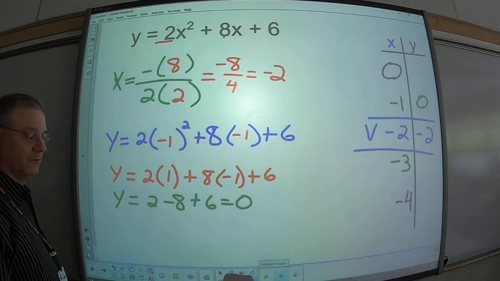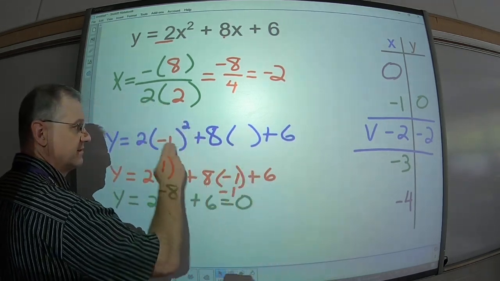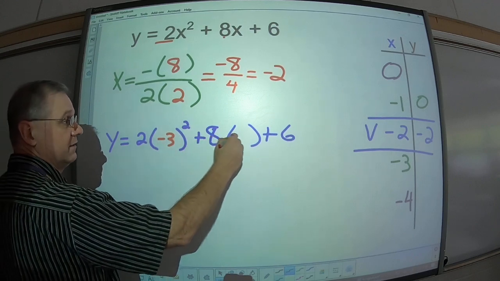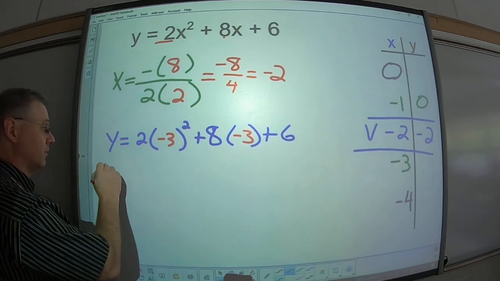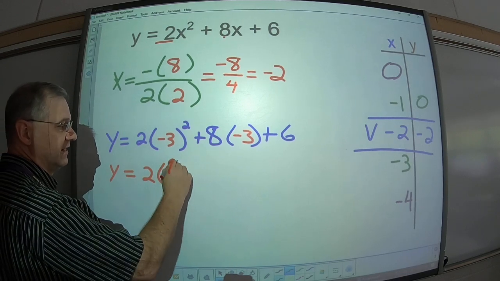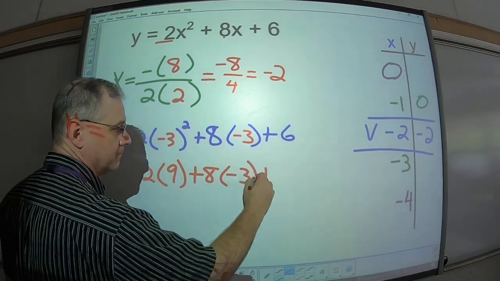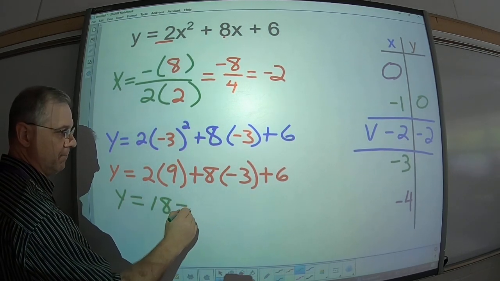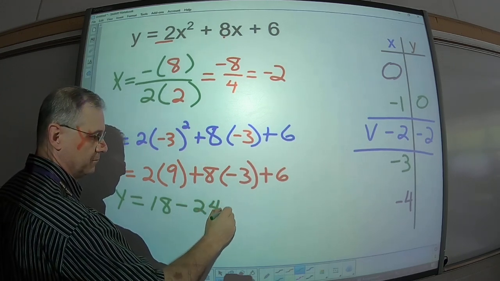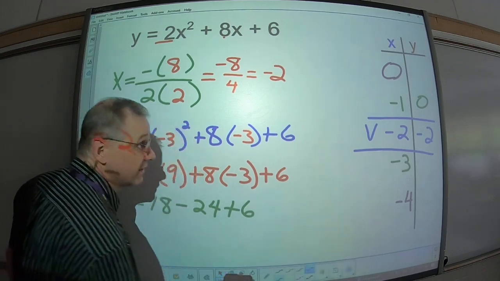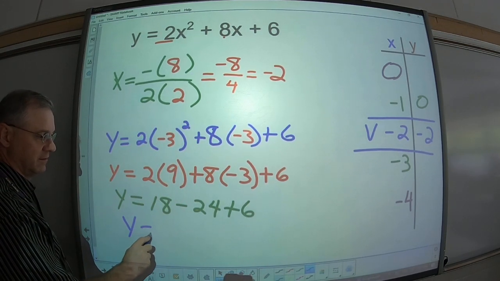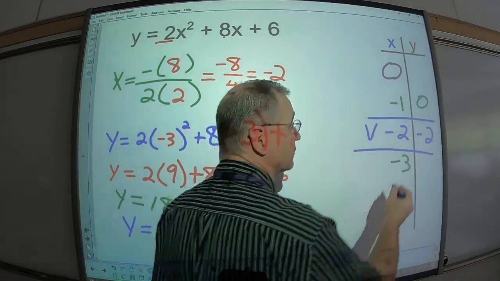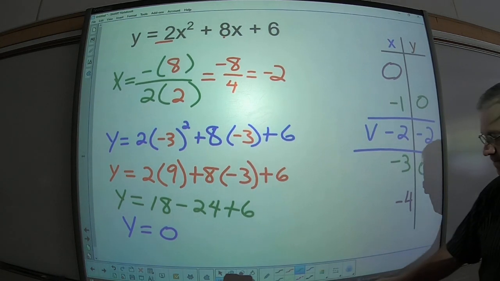Now that we've done that, we'll repeat the process of getting this out of the way and filling in -3. This should also come out to 0. -3 squared is 9, so 18 minus 24 plus 6. Well, it turns out that 18 plus 6 would be 24, minus 24 is 0. So 0 here as well.